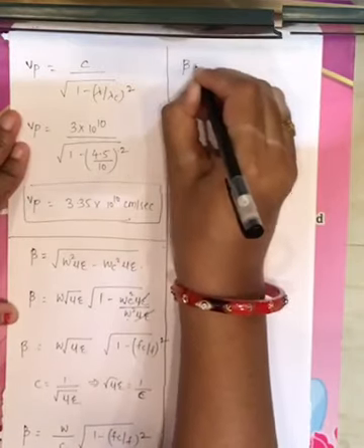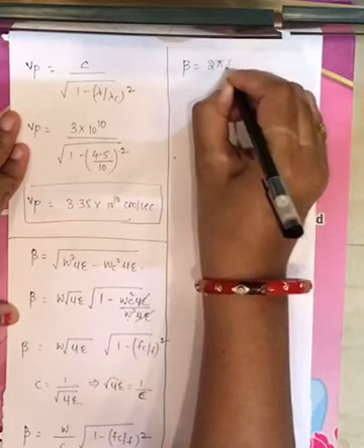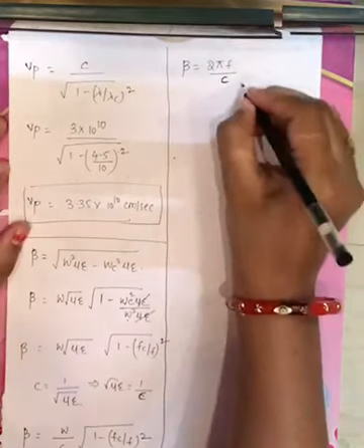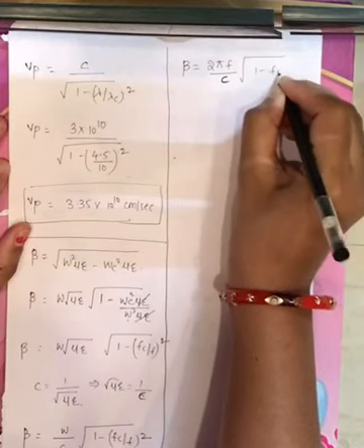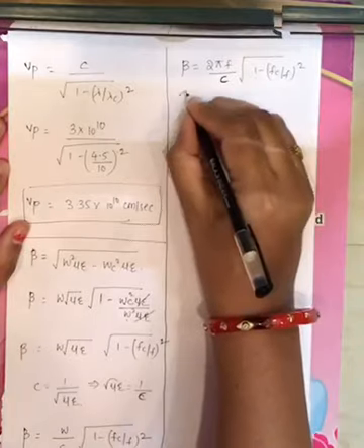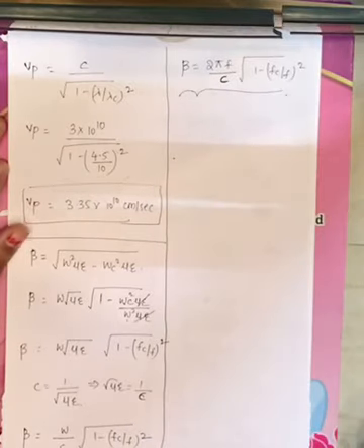Now what is omega? 2 pi f, right? 2 pi f by c, right? 2 pi f by c into under root of 1 minus (fc by f) whole square, right? Now this is the expression for beta in terms of frequency.